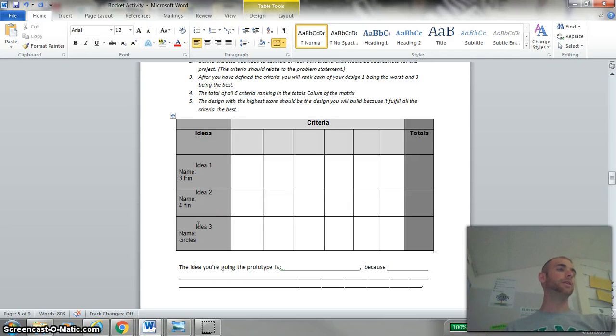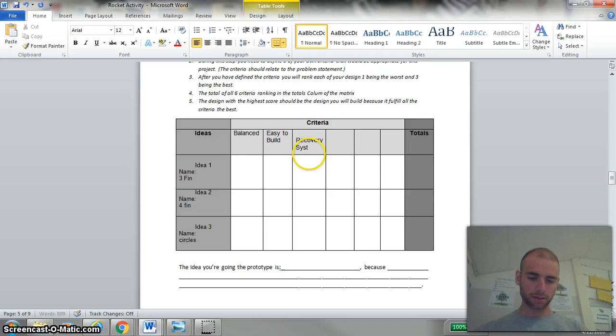Some criteria of a good design might be that it's balanced. A good rocket is balanced. Okay? It might be easy to build. That's always a really important one when we're in limited time. Easy to build is very important. Okay? Another one might be recovery system. I'm going to talk more about recovery systems later on. And then another one might be lightweight, because that might go the highest, right? You're going to come up with 2 additional ones on your own. All right?